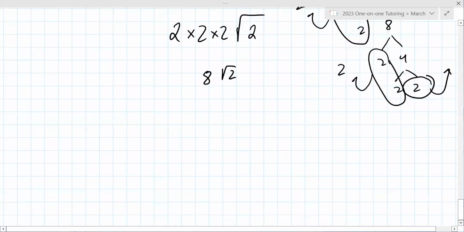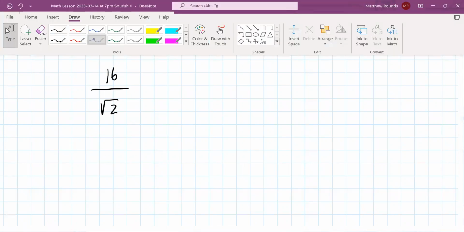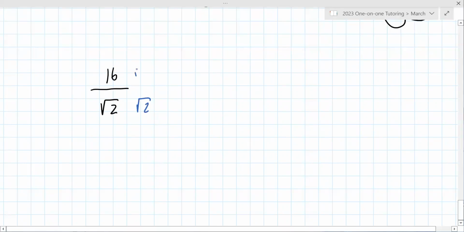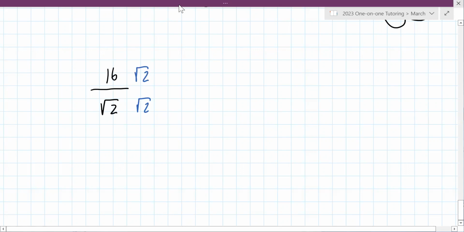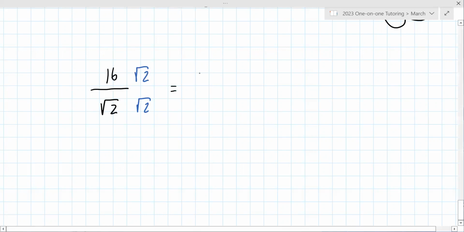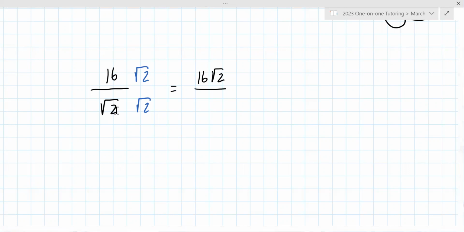So let's take the value of 16 and divide it by the square root of 2. Now we have to rationalize this, Sourish. We're going to multiply the top and bottom by the square root of 2. The numerator becomes 16 square root of 2, but in the denominator, this is where I want you to jump in and help. What is the square root of 2 times the square root of 2?